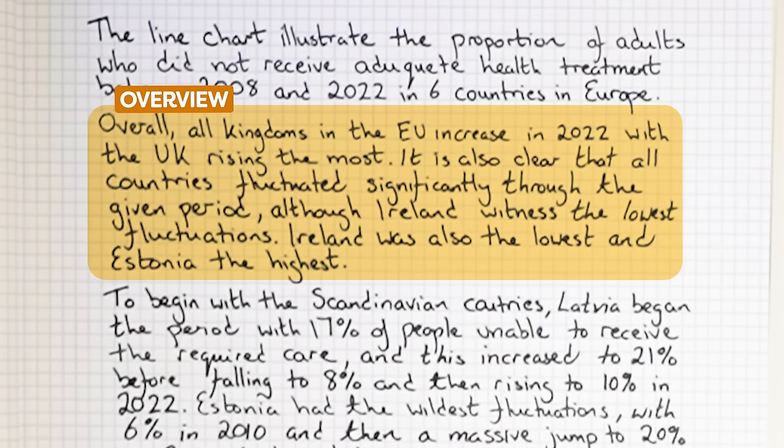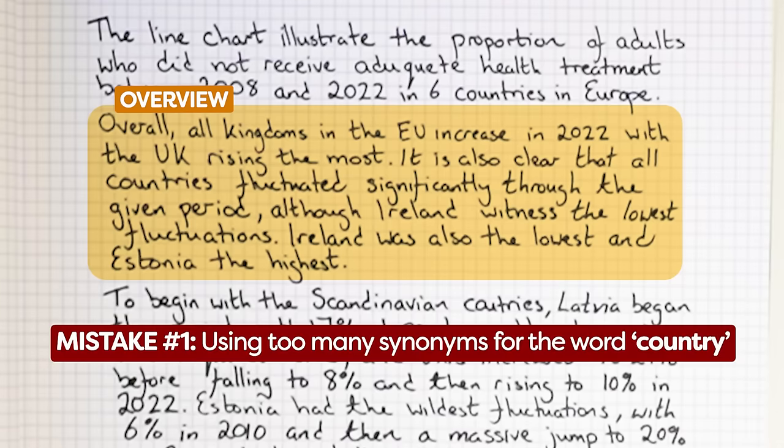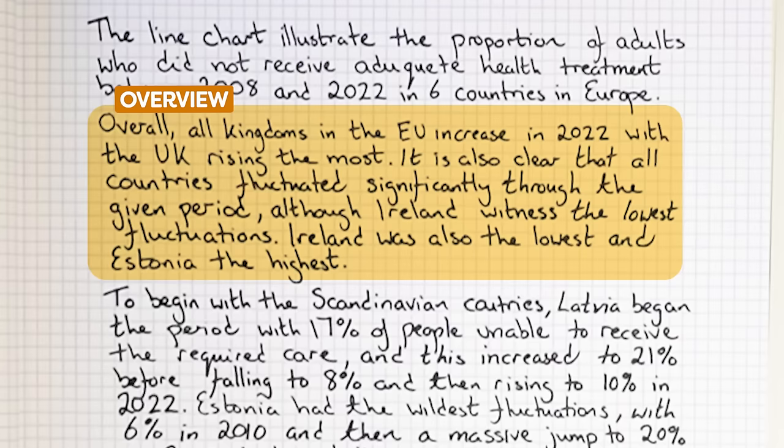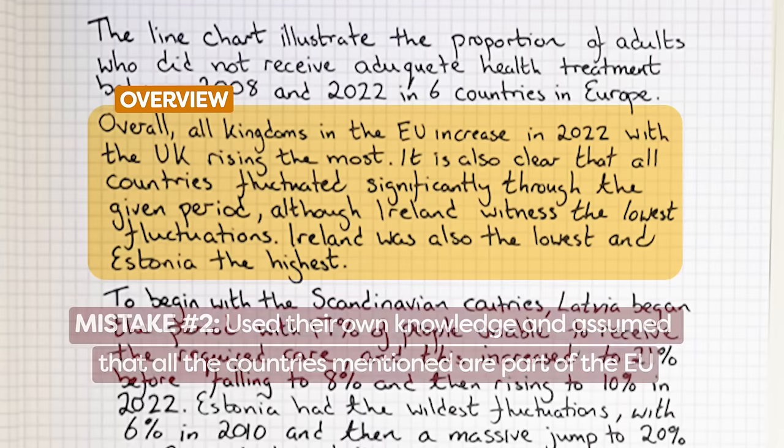So overall, all kingdoms in the EU. So straight away, the student has made two mistakes. Number one, they are trying to use too many synonyms for the word country, and they've included the word kingdom. Kingdom and country are synonyms, but they are not close synonyms that mean exactly the same thing. We often see this with students who have been told incorrectly by former teachers or YouTube videos that you cannot repeat any words. You should try to vary your language as much as possible, that is correct, but you shouldn't change it to something that is wrong.